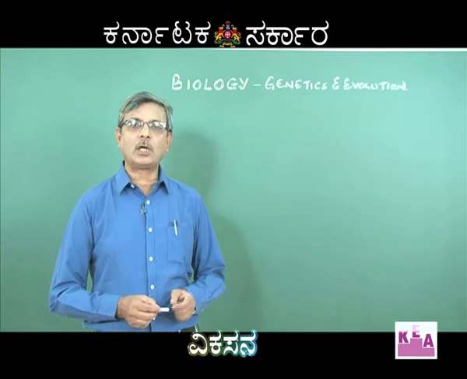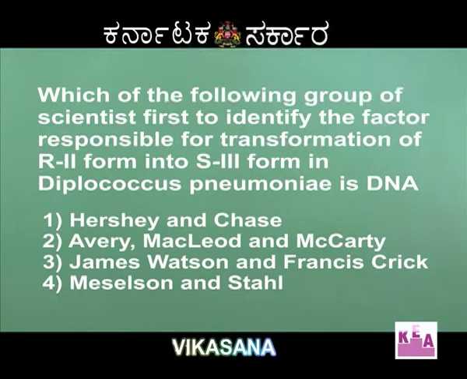Now we move on to the next question. Which of the following group of scientists were the first to identify that the factor responsible for transformation of R2 form into S3 form in Diplococcus pneumoniae is DNA? The options are option 1, Hershey and Chase; option 2, Avery, MacLeod and McCarthy; option 3, James Watson and Francis Crick; option 4, Meselson and Stahl.